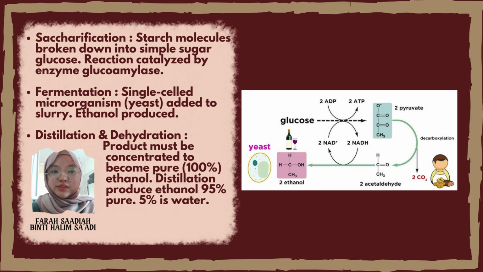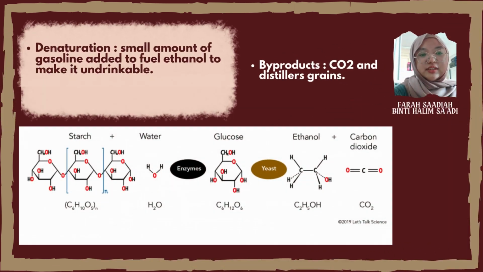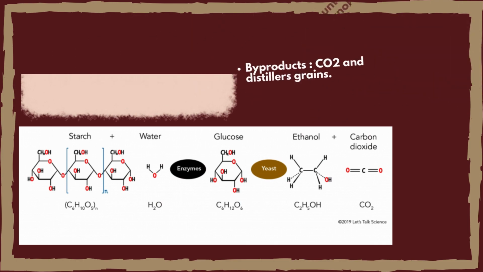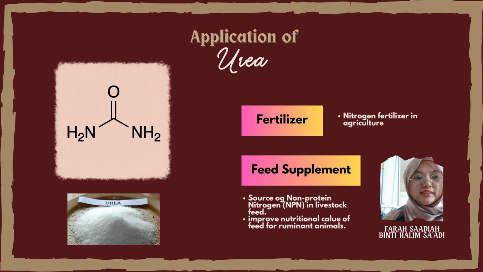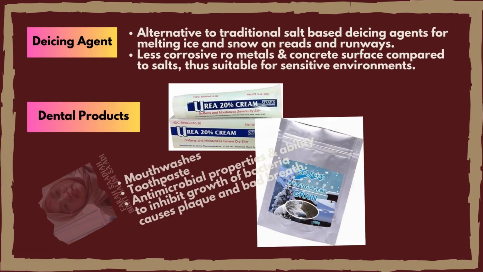So it must be concentrated to become pure 100% ethanol. Lastly is denaturation, in which a small amount of gasoline is added to fuel ethanol to make it undrinkable. Applications of urea are as fertilizer, feed supplement, chemical synthesis, automotive, cosmetic and personal care, de-icing agent and dental product.